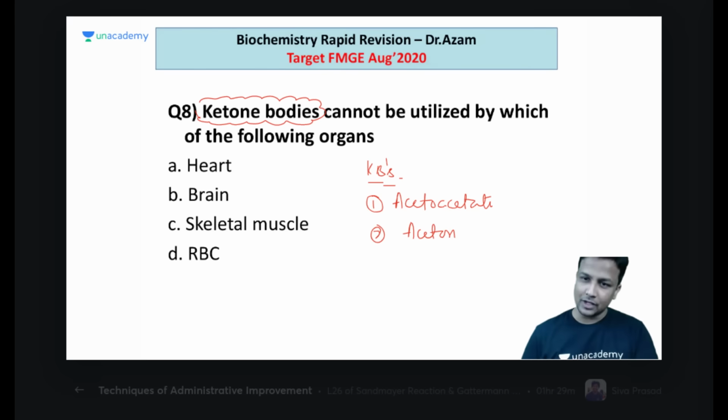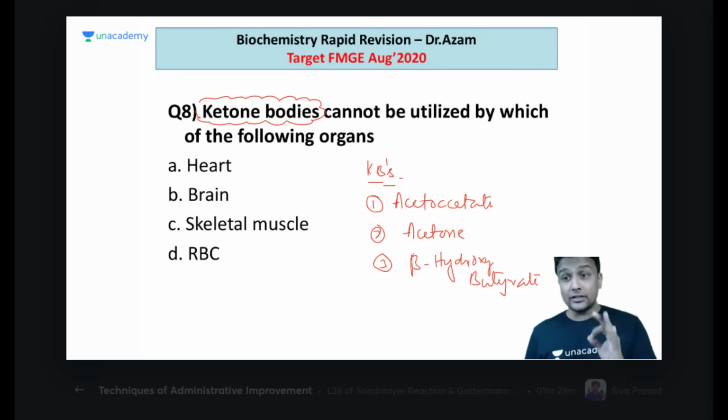Number 2, acetone. And remember the number 3, that is beta hydroxybutyrate, guys. These 3 will be the ketone bodies. First of all, learn the 3 ketone bodies. I repeat again: acetoacetate, acetone, and beta hydroxybutyrate. These 3 are the ketone bodies. And now, what are the points to be remembered here, my dear friends?